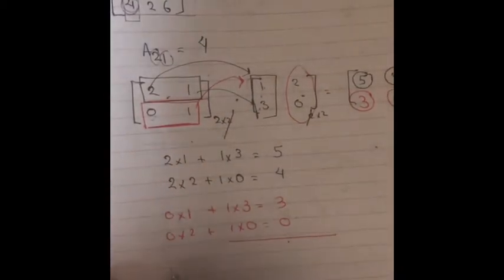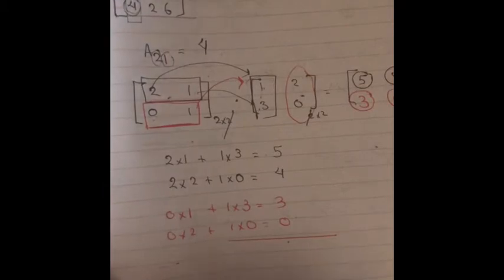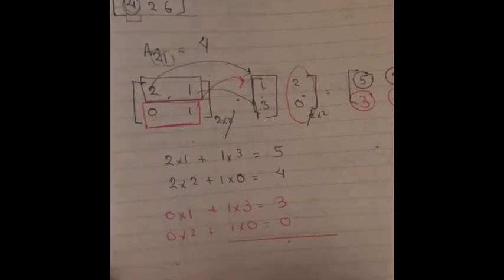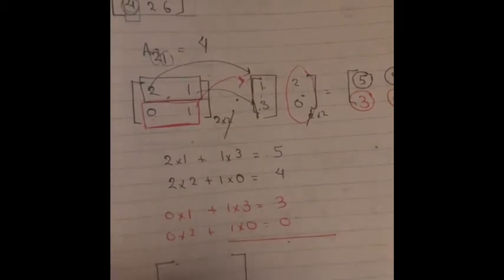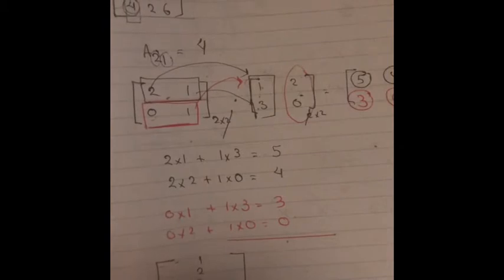Let's say I have another matrix that's 3 by 1, and here it's 1 by 2. Okay, that's possible. 3 rows by 1 column, so let's say 1 2 3.